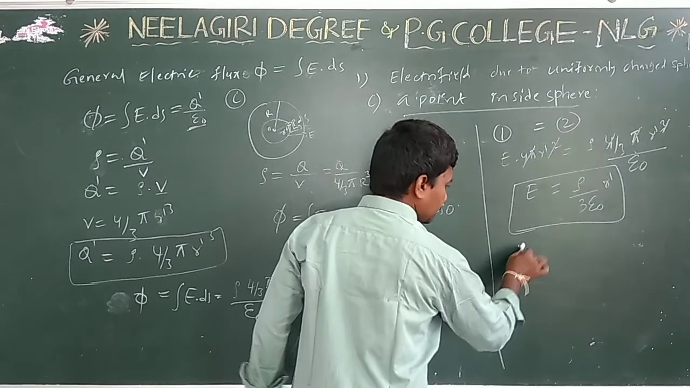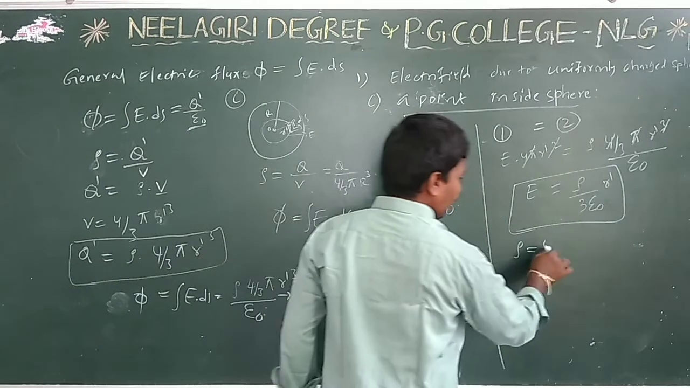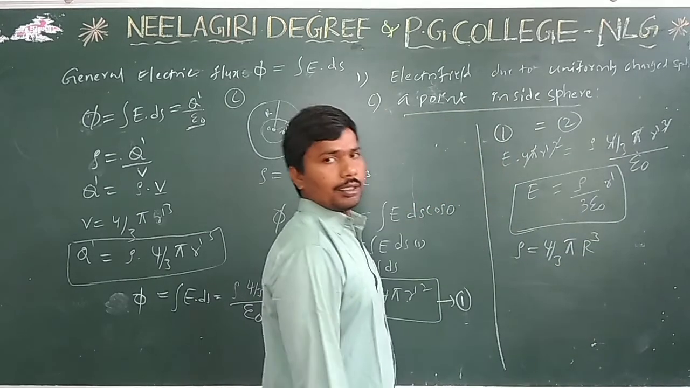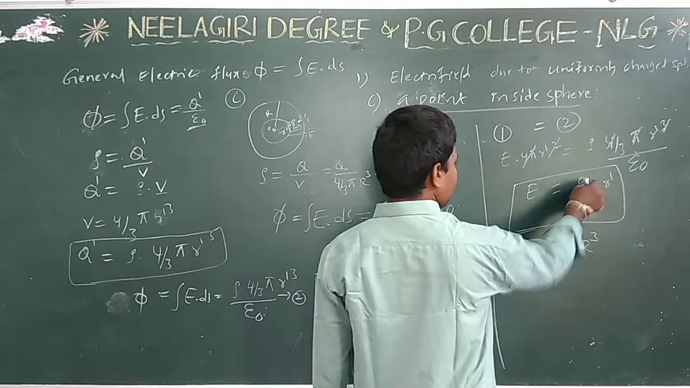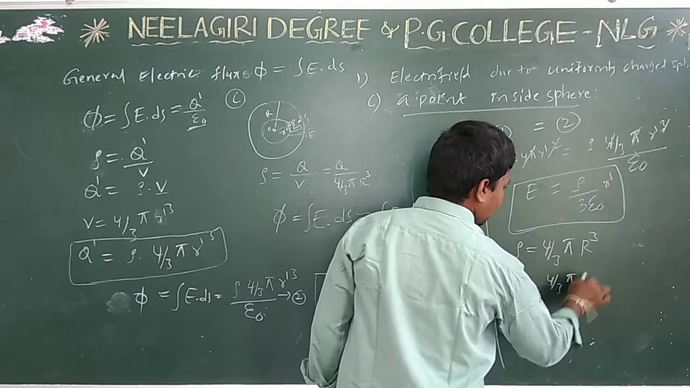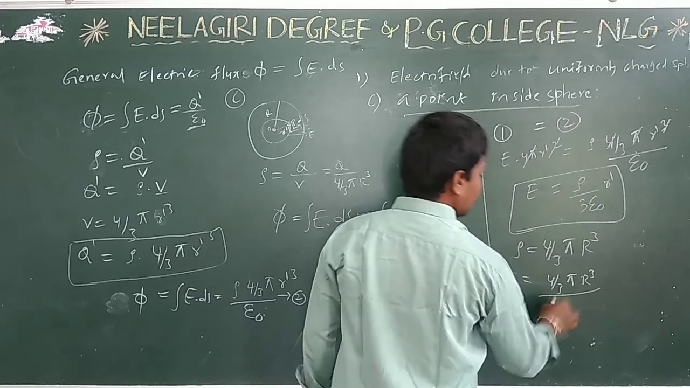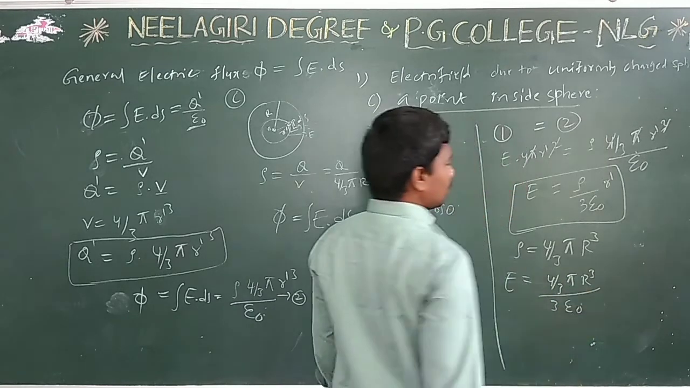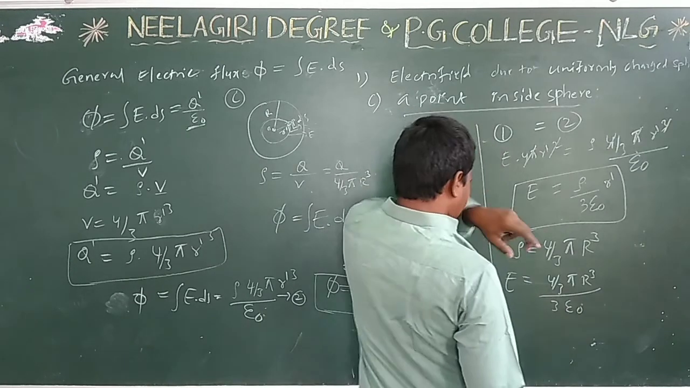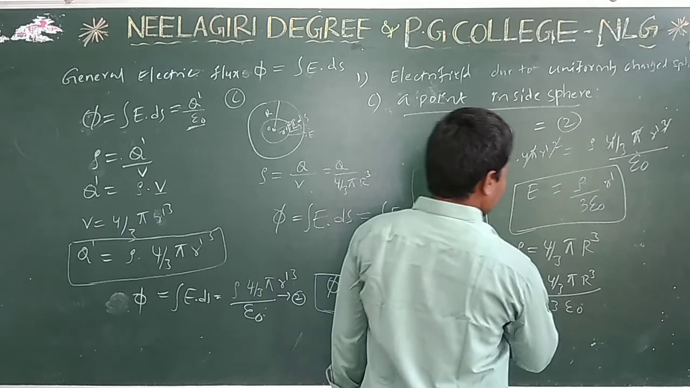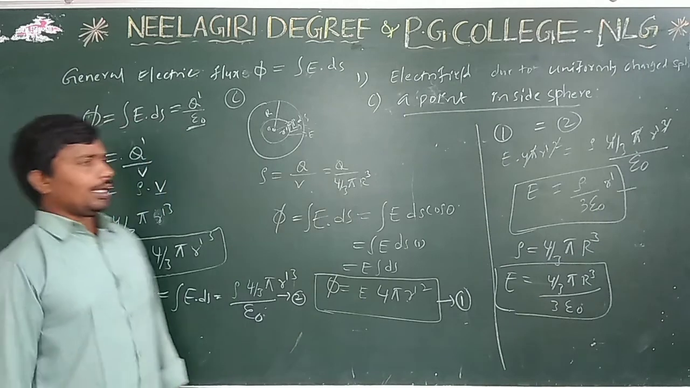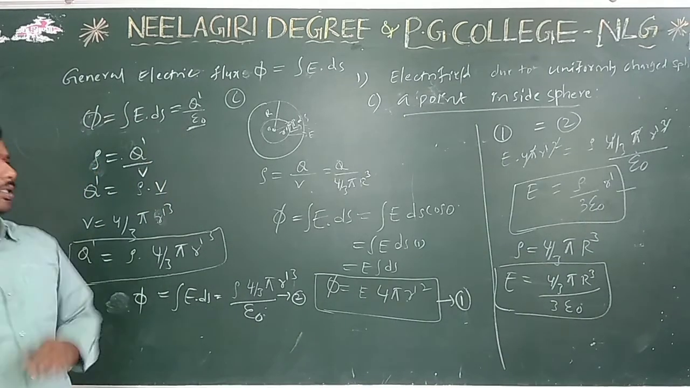What is rho? Rho is equal to Q by 4 by 3 pi R cube. So E is equal to Q R prime by 4 pi epsilon naught R cube, written with rho substituted as Q by 4 by 3 pi R cube, over 3 epsilon. So we rewrite the equation. This is also one of the equations for the electric field inside the sphere.